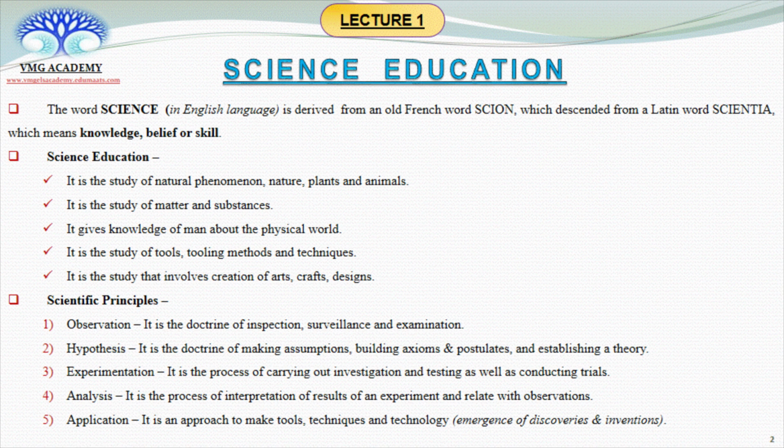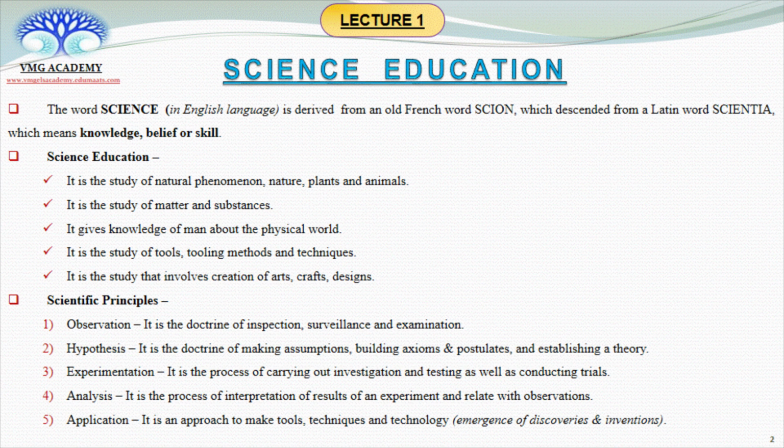Third, experimentation. Experimentation is one of the most important scientific principles that deals with carrying out investigation and testing or conducting some trials. Fourth, analysis. After having done observation, making some statements and carrying out experimentation, understanding the results is of prime importance. So, analysis deals with interpretation of the results of the experiments and the observations.